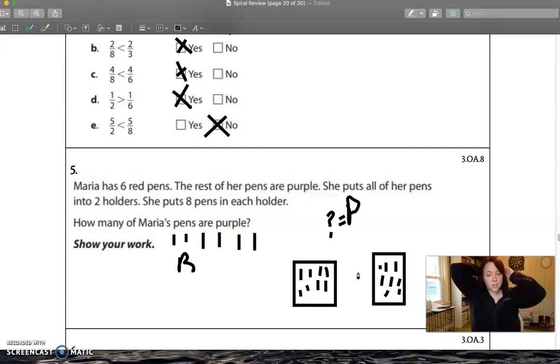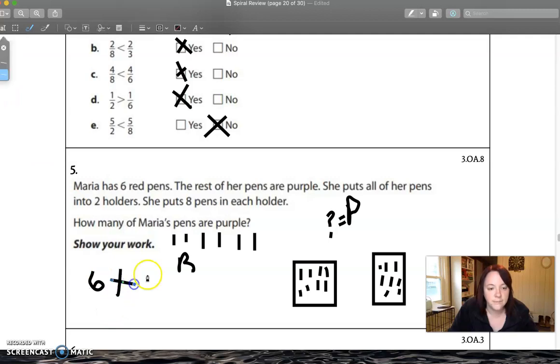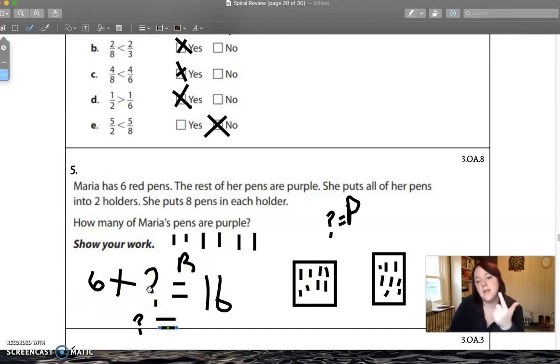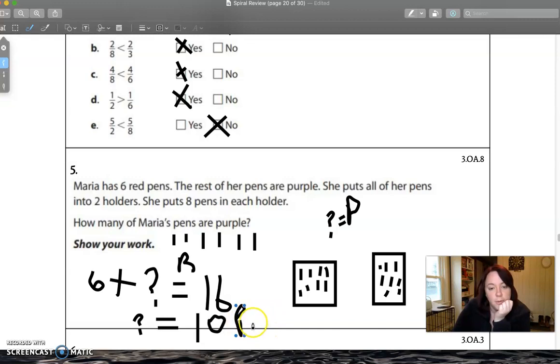Now, it wants us to figure out how many are purple then. If we know that already 6 are red, and we have a total of 16, now we need to make an equation. So 6 plus question mark equals 16 pens. So now our question mark equals... 6 plus something gives us 16. So 6, 7, 8, 9, 10, 11, 12, 13, 14, 15, 16. So we know it's 10. So 10 are purple. So 10 purple pens.